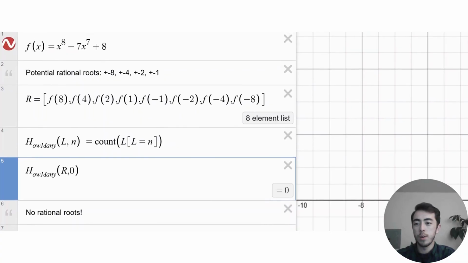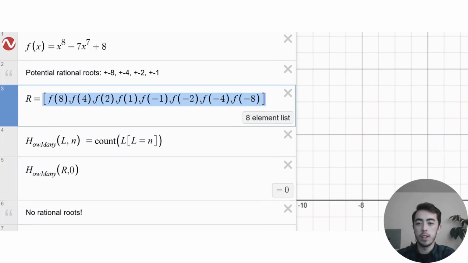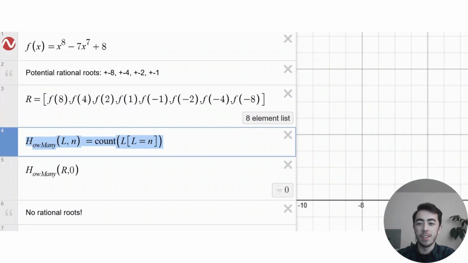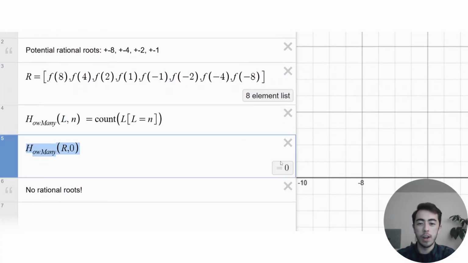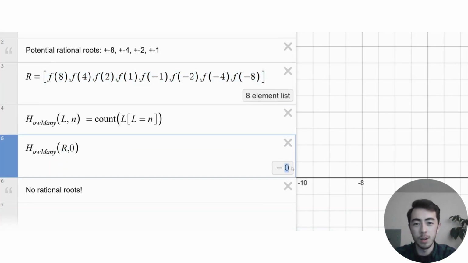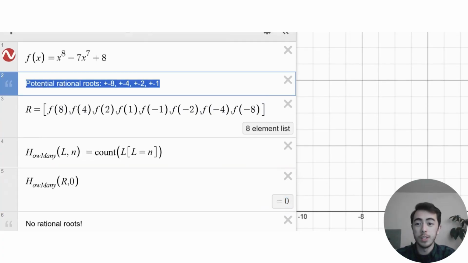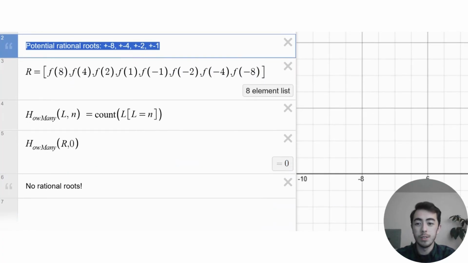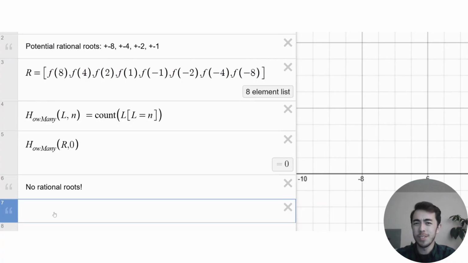So I just wrote out a list here in Desmos. This one has all of the roots that we just tried. I also wrote a little function here that counts how many of the number n I have in my list. And so this right here just tracks that I'm trying to ask Desmos, how many zeros do you see in the list R up here? And Desmos is telling me 0. I don't see any zeros, so I don't see any roots. So we have no rational roots, and we need to find roots of this polynomial.